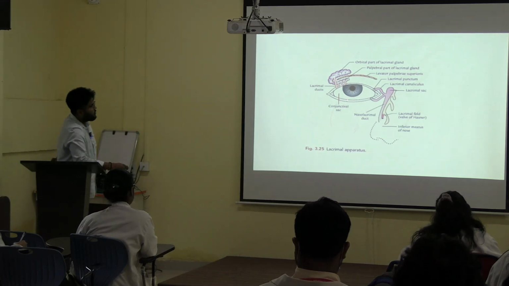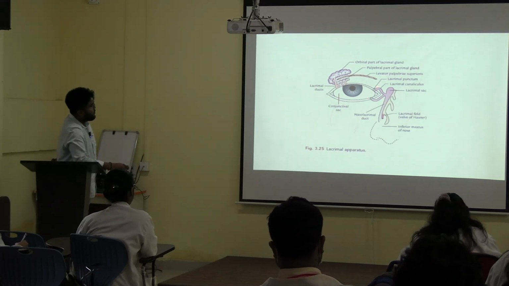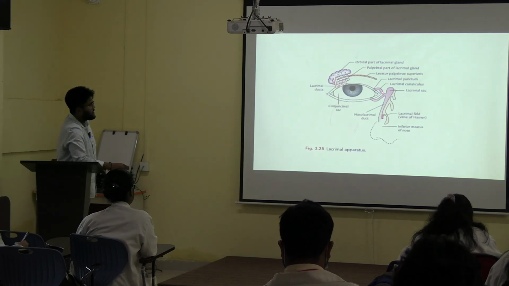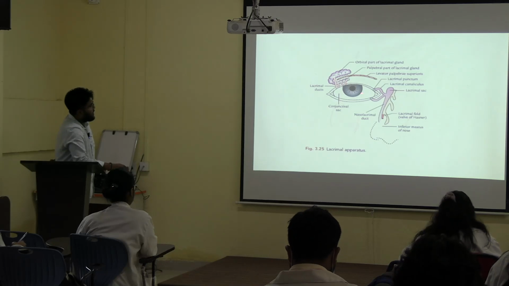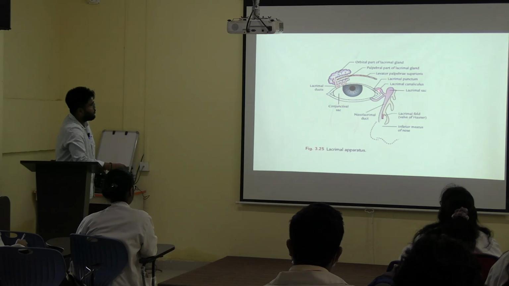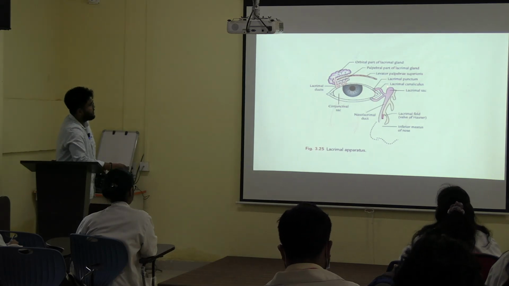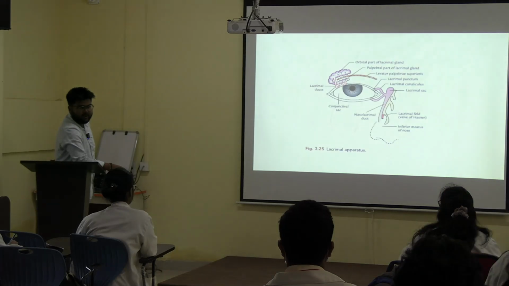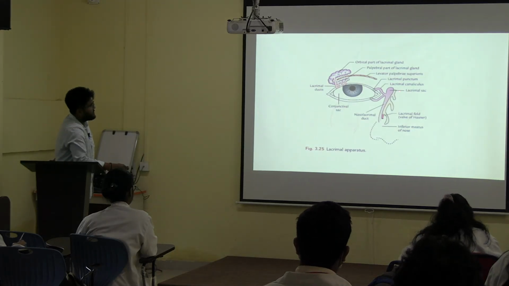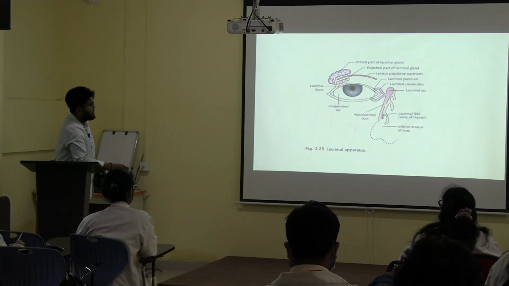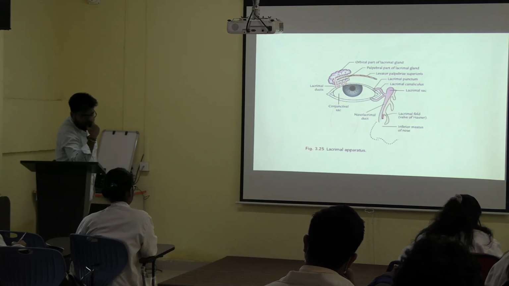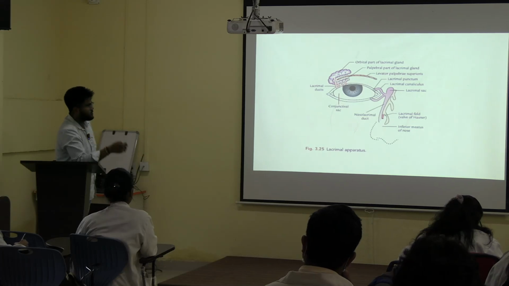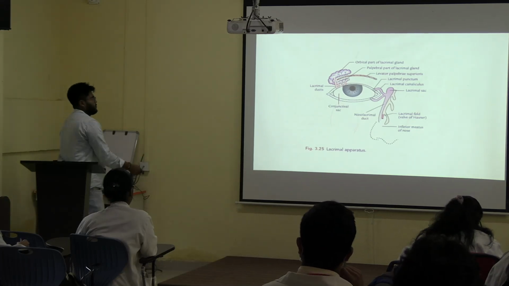Next, here you can see two structures which are directly connected to the nose, the inferior meatus of the nose. This is called the lacrimal puncta. Next, there are two in number, superior and inferior lacrimal canaliculi. Next, one sac is present, the lacrimal sac, then this structure, the nasolacrimal duct, which is attached to the nose part. So one by one we will learn.